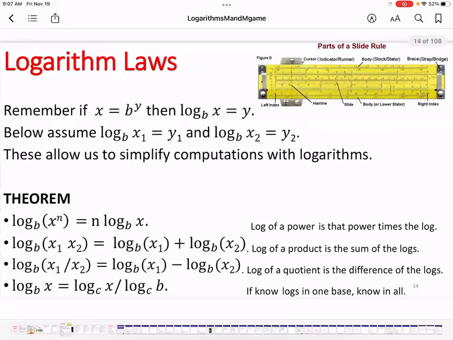Okay. I should have brought down my slide rules. I actually do have a bunch of them. Beautiful, beautiful device to allow you to do a lot of these computations.